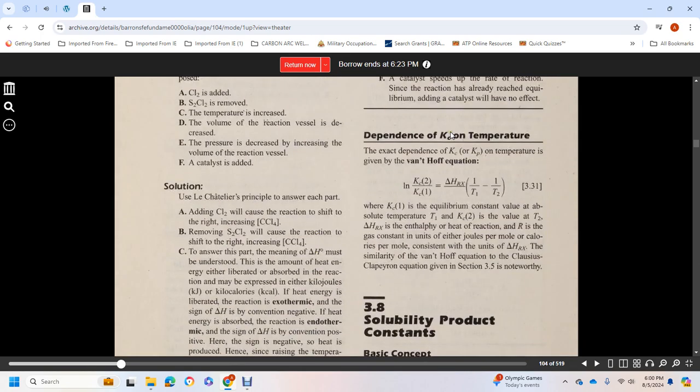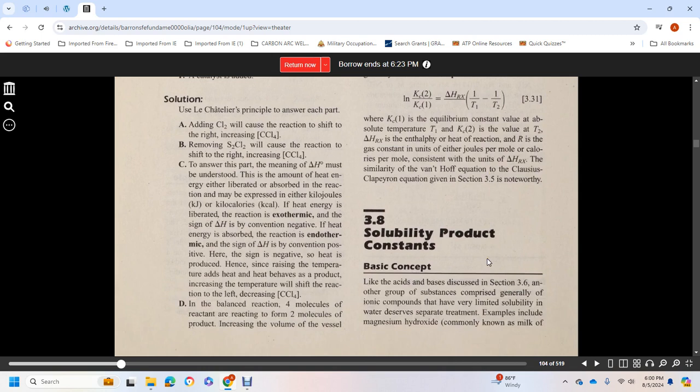Alright, the dependency of the equilibrium constant on temperature is given in the Van 't Hoff equation. Kc1 is the equilibrium constant value at absolute temperature T1, and Kc2 is the value at T2. ΔH°rxn is the enthalpy of the heat of reaction, while R is the gas constant, with units in either joules per mole or calories per mole, consistent with the units of the heat of reaction. Similarly, the Van 't Hoff equation is related to the Clausius-Clapeyron equation in section 3.5, which is noteworthy.